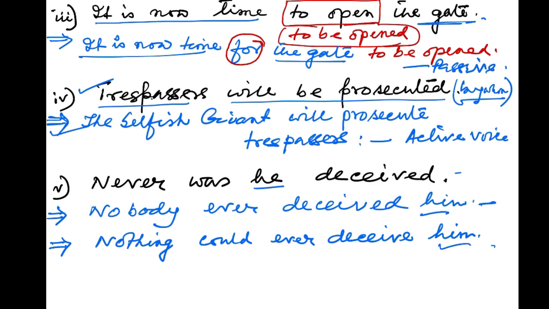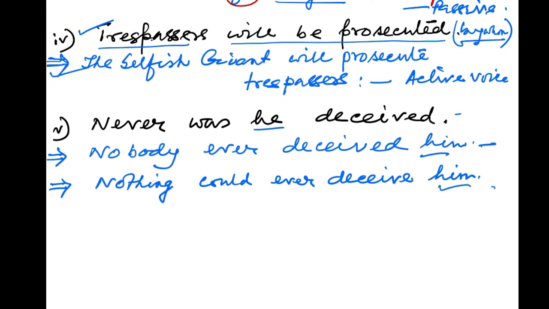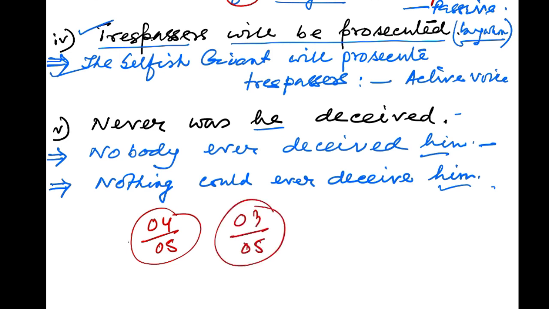So these are the answers to your questions, and I think you have checked your answers and they are correct. If your score is this, then it is excellent. If this, it is good. No problem. So these are the few sentences whose verbs you have changed the voice of.